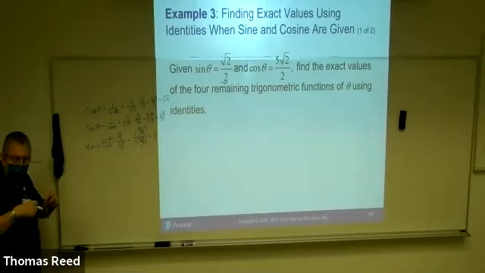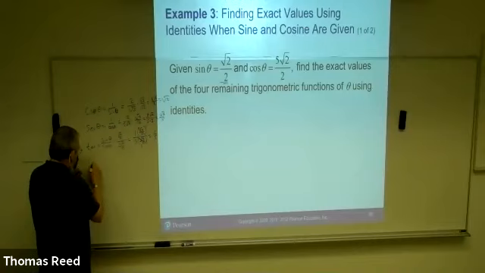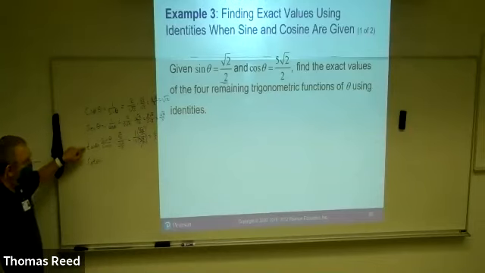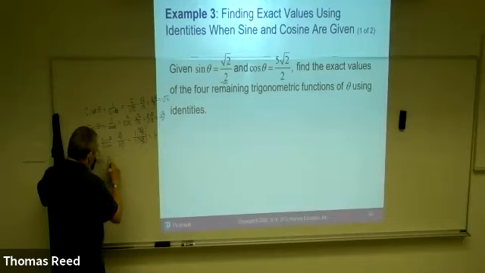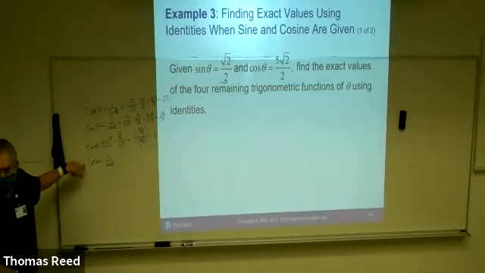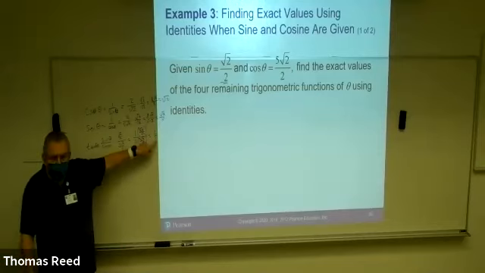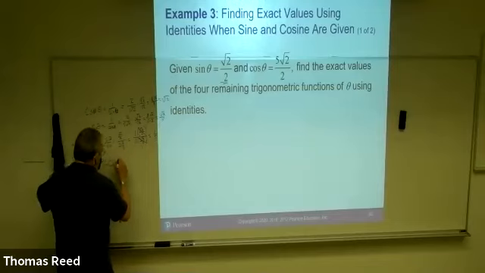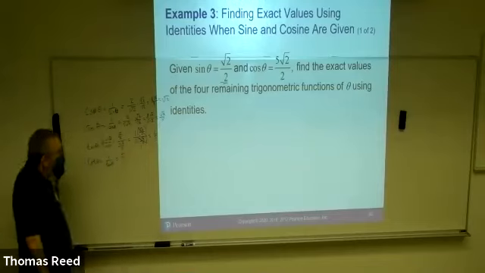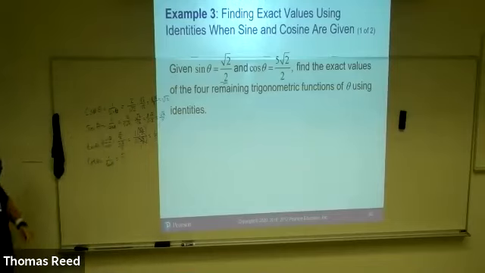Now I'm going to go to the fact that cotangent, oops, I forgot the theta up there. Cotangent is the reciprocal of tangent. I'm going to use the reciprocal identity here, not the quotient identity, because I have what tangent is. And that's easy. What's the reciprocal of 1 over 5? That was the easiest one to do.